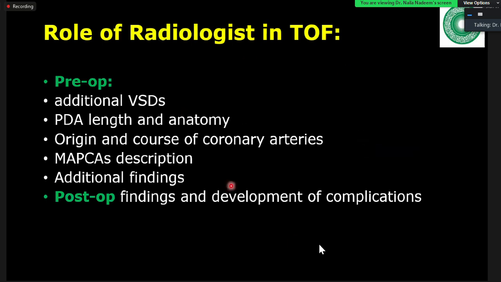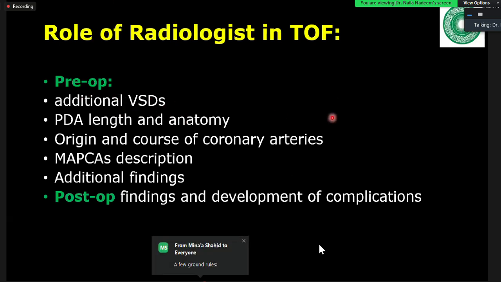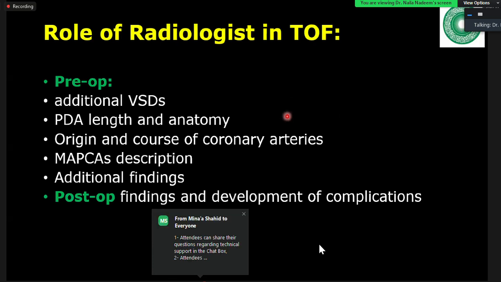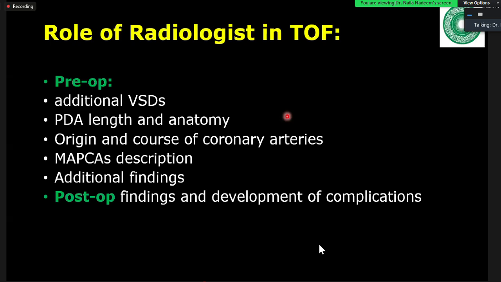So the role of radiologists is numerous, but a few which, when we are reporting our cases of tetralogy of Fallot, we should remember to carefully address and write about additional VSDs, the length, the anatomy, the caliber of the PDA, origin and course of coronary arteries, the MAPCAs description, any additional findings, and of course, then these patients are being managed very well, and the post-op findings, so we are getting more and more of them.